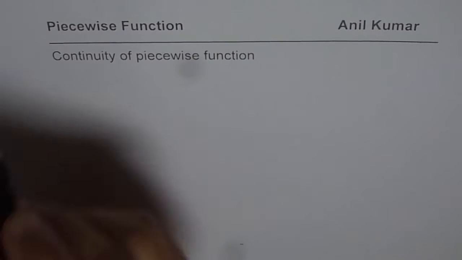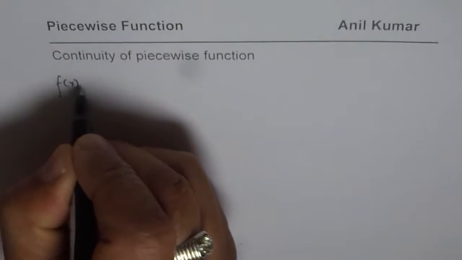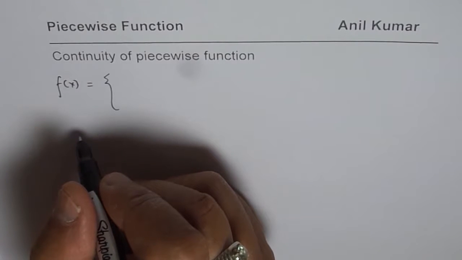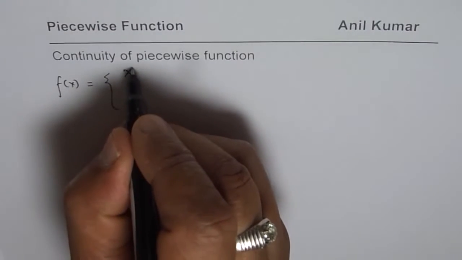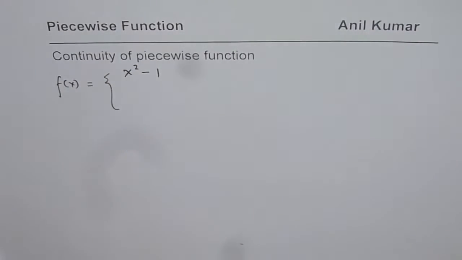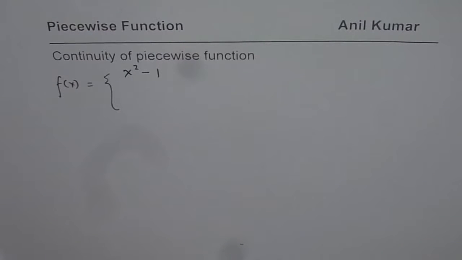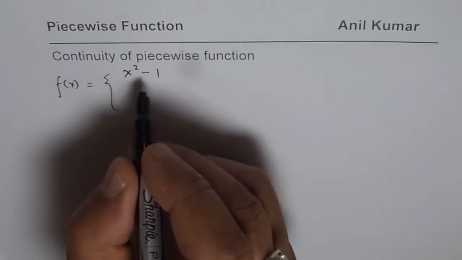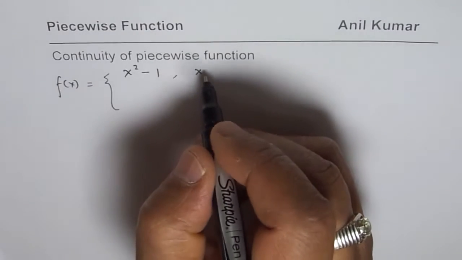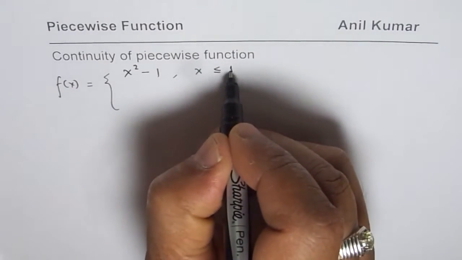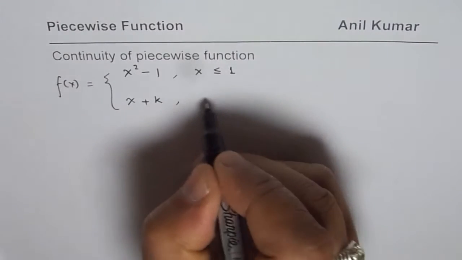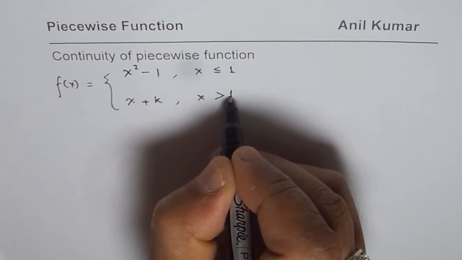So let me take an example. Let us say we have a piecewise function f of x is equal to, I'll take a similar example which we have taken in one of our videos, and there it was a discontinuous function, and now we will see how to make such a function continuous, right? So let us say we have f of x equals x squared minus 1 when x is less than or equal to 1, and it is equal to x plus k when x is greater than 1.